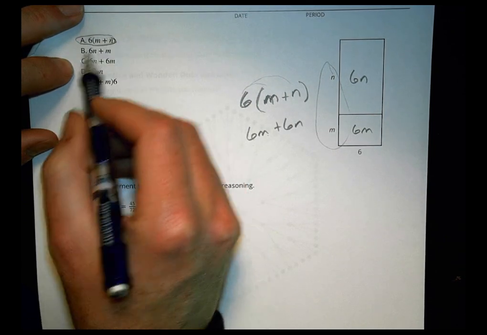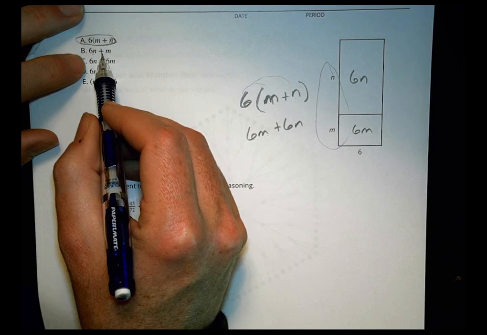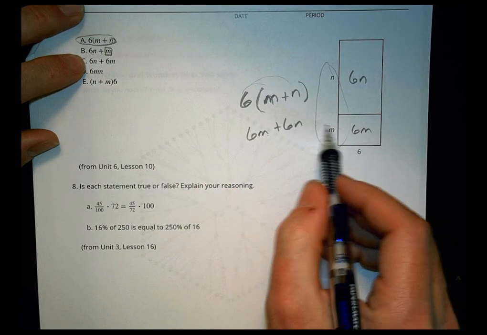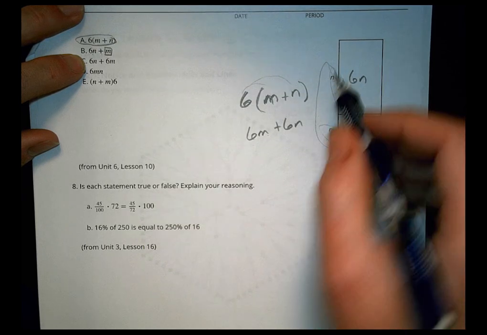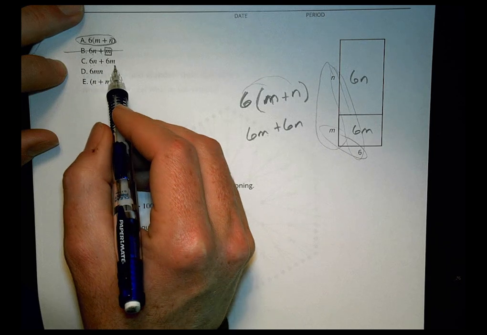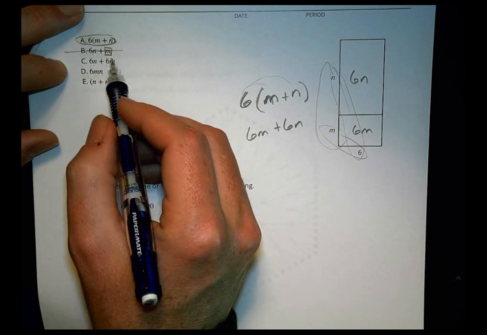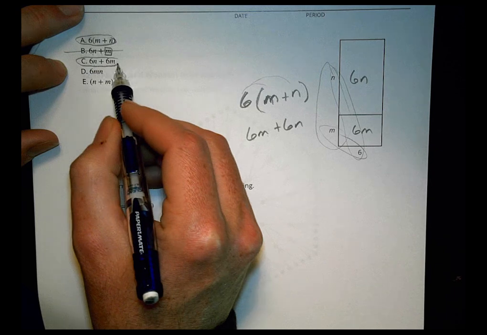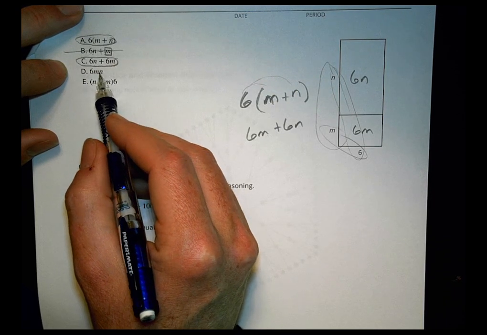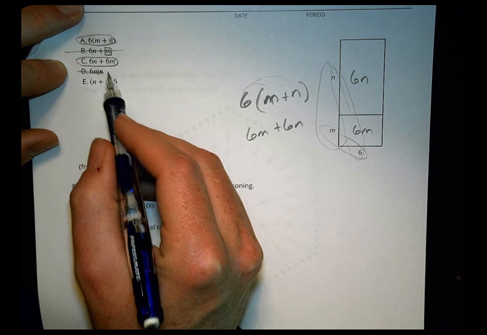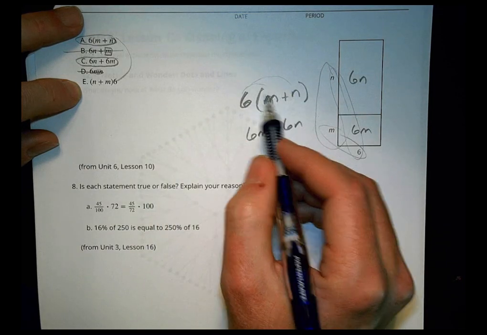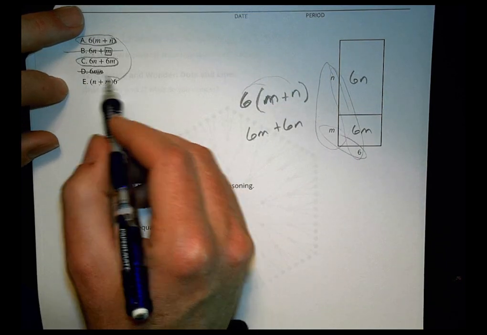Great. 6n plus just m by itself. Well, you can't keep the m by itself. The m has to be joined with the 6 to be able to work out. So that's a no. 6 times n plus 6 times m. We have that there. That's correct. The order is not super significant, so it's okay. 6 times m times n. Nope, these have to be added first, so that's a no. And this one just simply reverses the order around and does n plus m times 6, so that's correct as well.